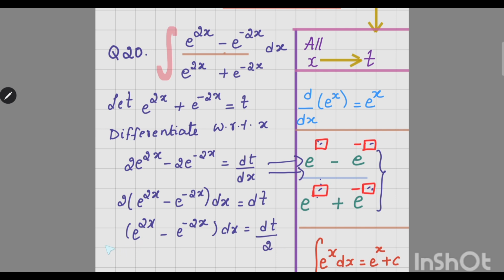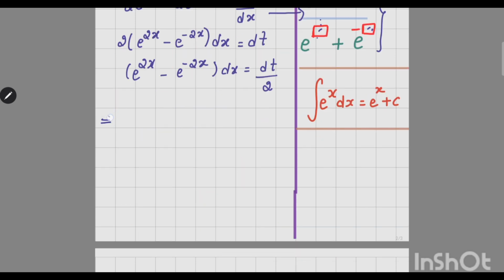Now this is nothing but the numerator, right? Now the entire numerator can be written in the form of dt by 2, right? So this dt will be in the numerator. So if you select the numerator equal to t, then the dt will come in the bottom. This dt by 2 will come in the bottom. So in order to avoid that, we will take the denominator equal to t and write the numerator in the form of dt.